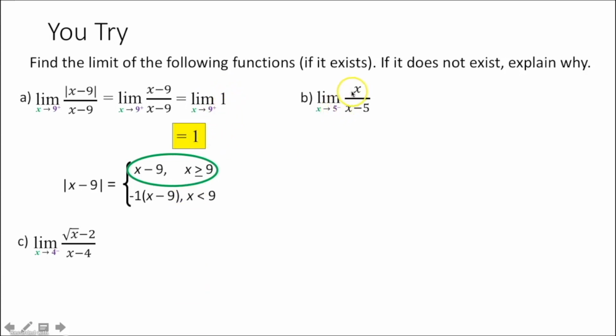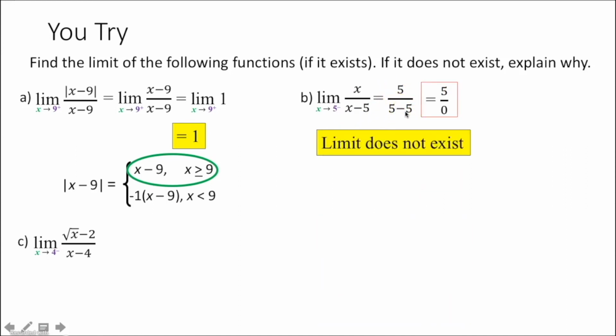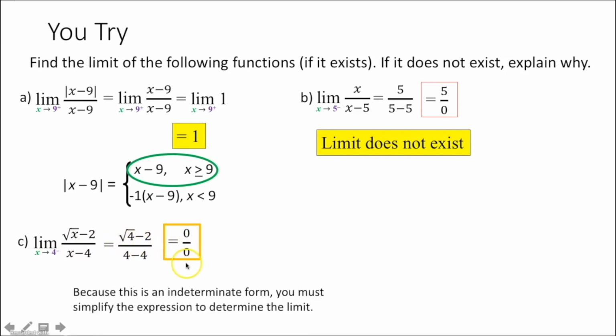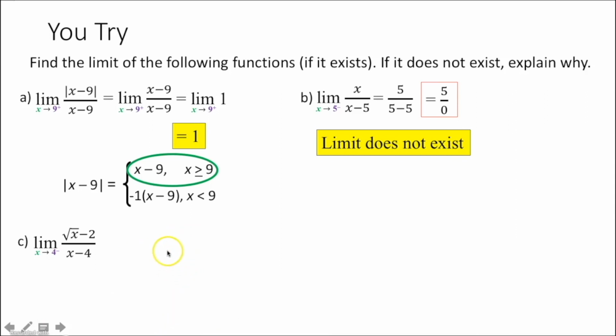Over here, I can plug in that 5 to each of these, and I get 5 over 5 minus 5, which is 5 over 0. That means the limit does not exist. And then right here, the limit as x approaches 4 from the left, I plug in 4 for each of these, and I get 2 minus 2 over 4 minus 4, which is 0 over 0. So that's an indeterminate form. I got to go back and try to simplify this somehow.